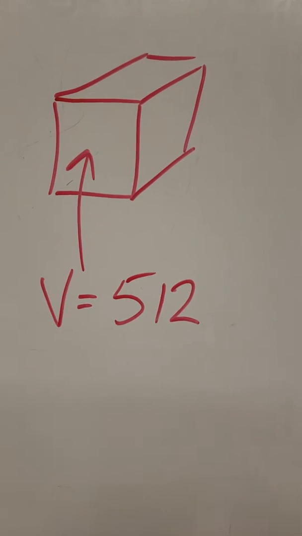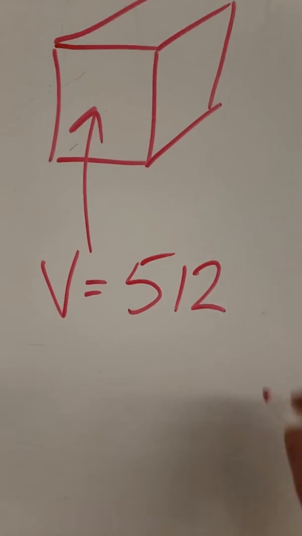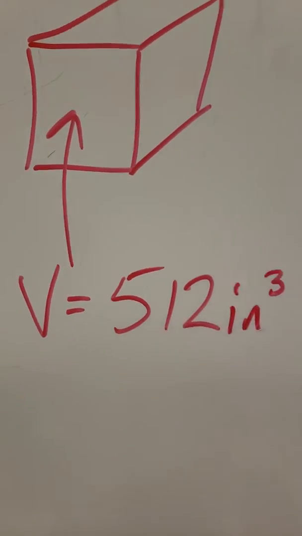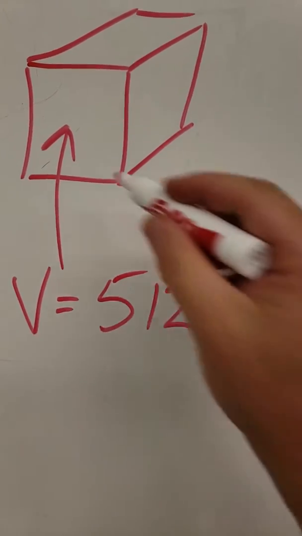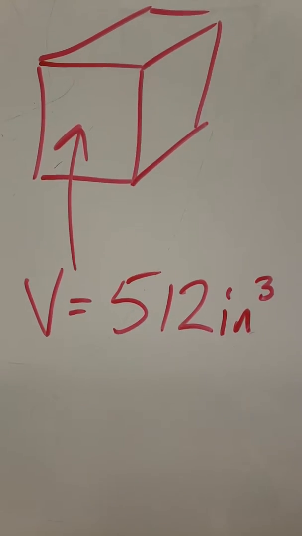All right, cube roots. I'm telling you that the volume of this cube is 512, and we'll make it cubic inches. So if you don't remember, the volume of a cube is length times width times height. And on a cube, all those are the same number.